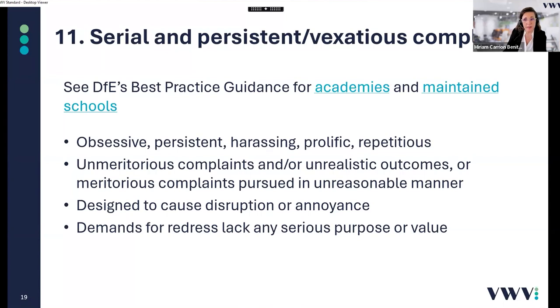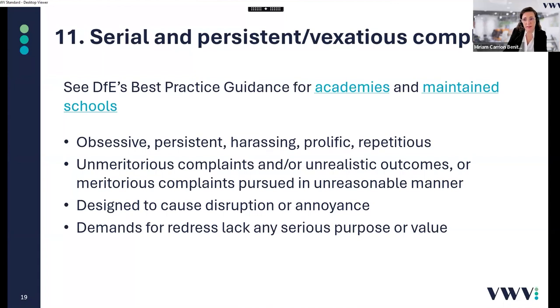Now, the Office of the Independent Adjudicator defines serial and persistent vexatious complaints as obsessive, persistent, harassing, prolific, repetitious, and unrealistic, or meritorious but pursued in an unreasonable manner, for example, repetitiously, designed to cause disruption or annoyance, and demands for redress that lack any serious purpose or value in relation to the complaint.